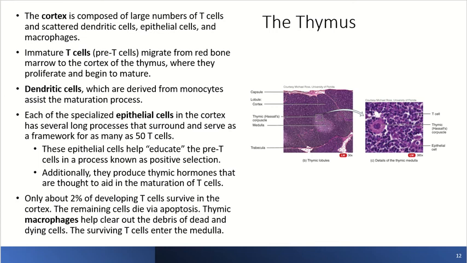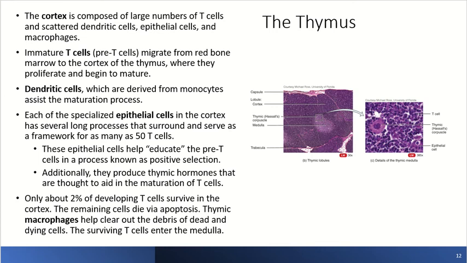Each of the specialized epithelial cells that are found in the cortex are going to have several long processes that are going to surround and serve as a framework for as many as about 50 T cells. These epithelial cells are going to help educate or train up essentially the pre-T cells, and this process is known as positive selection.